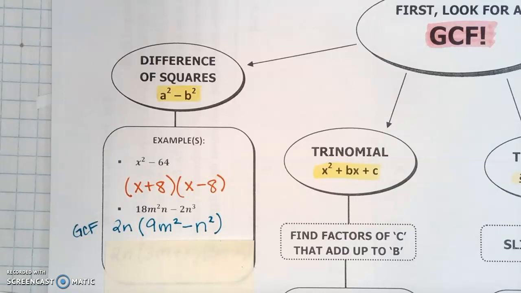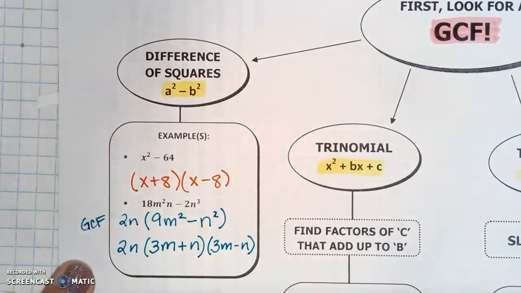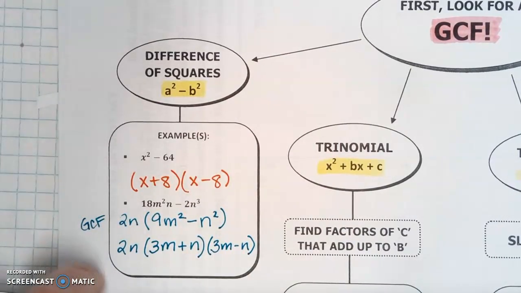Okay? Now that you have the GCF out, see if it follows the pattern of your difference of squares. And it does, because this term is a perfect square. This term is a perfect square, and we're finding the difference. So we're going to take the square root of this, and we're going to take the square root of this. What's the square root of 9m squared? 3m, and then obviously the square root of n squared is just n.